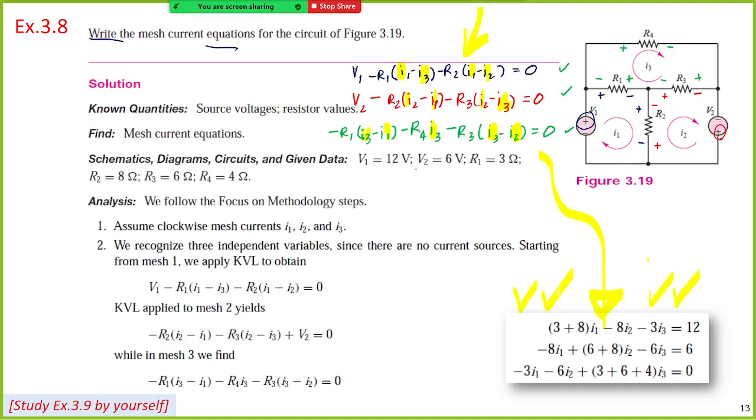Okay, so if you get these three equations, the next step is to solve for I1, I2, and I3. It's not difficult, right? Because this is a linear equation. You can use the matrix method, or you can just reduce the unknown variables one by one, right? Try to reduce the unknown variables. So I believe you can do this. You can solve this equation set, right?